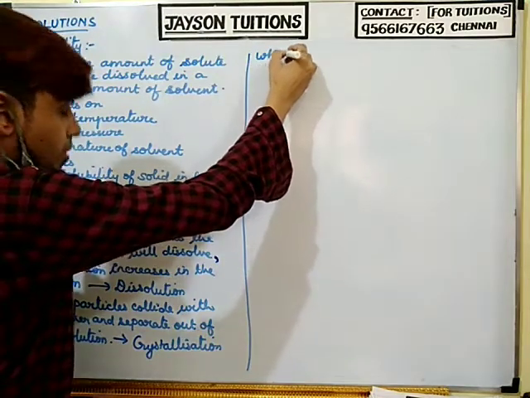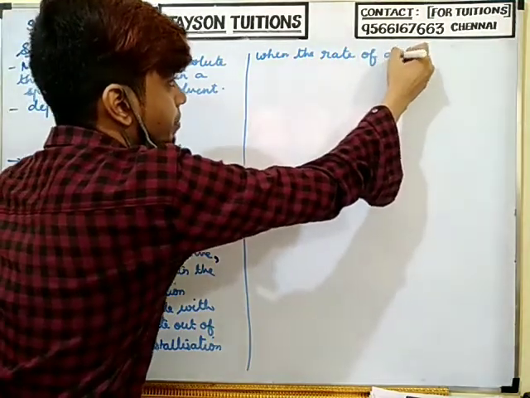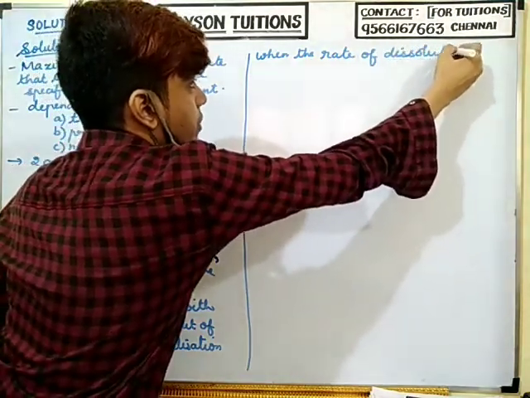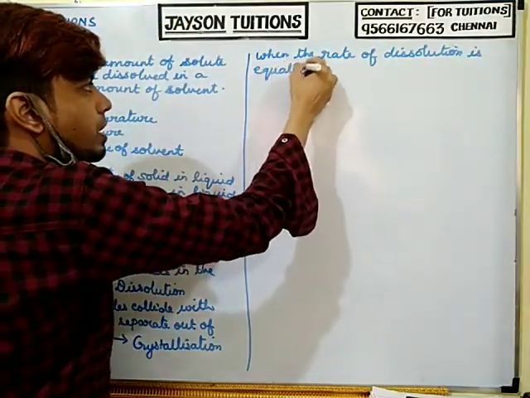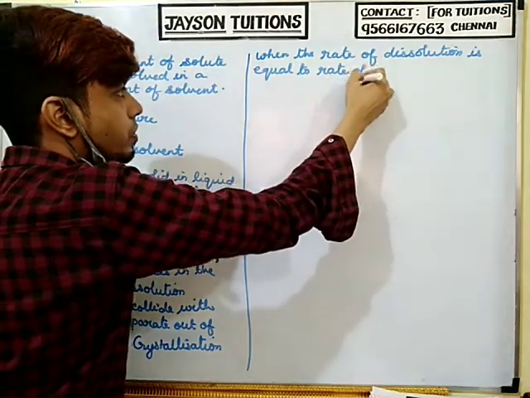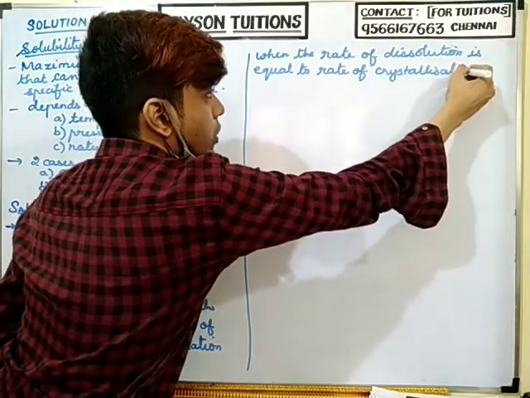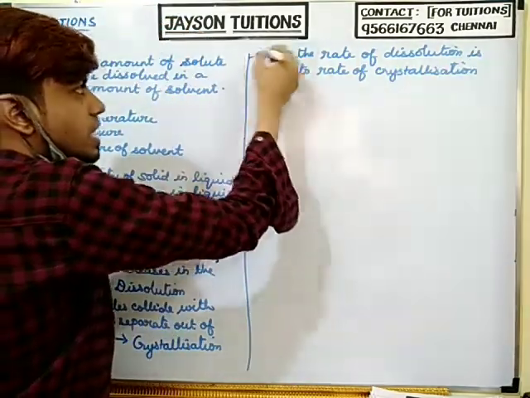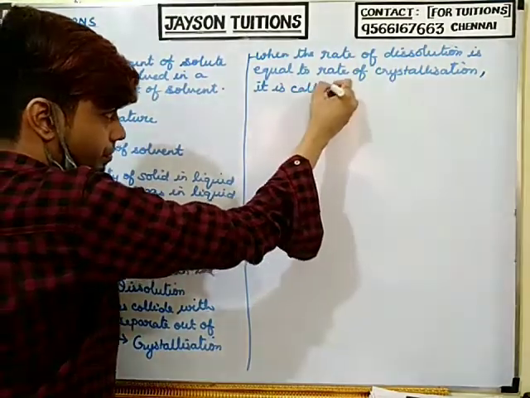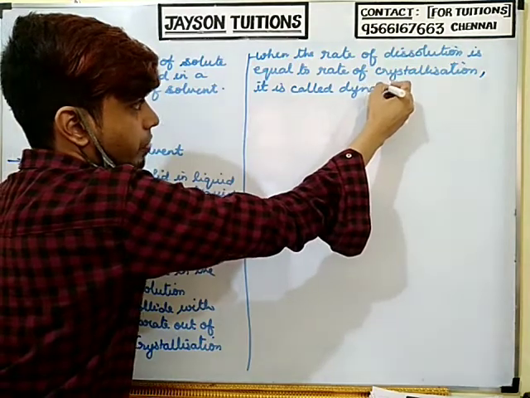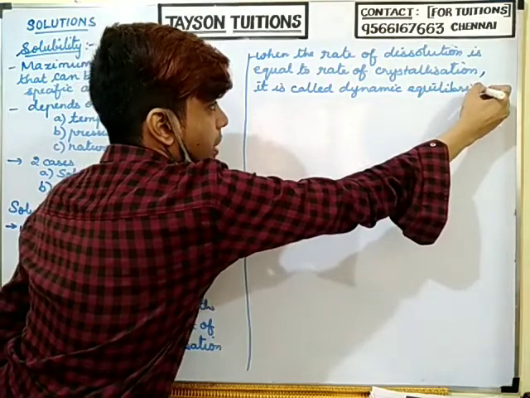When the rate of dissolution is equal to the rate of crystallization, it is called dynamic equilibrium.